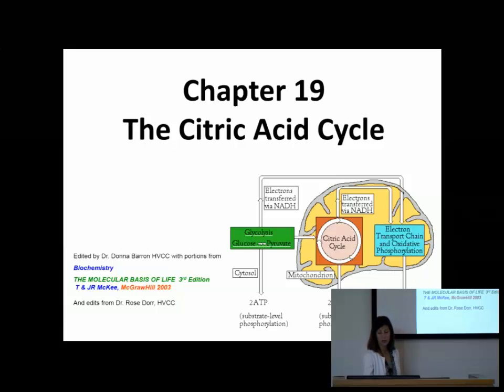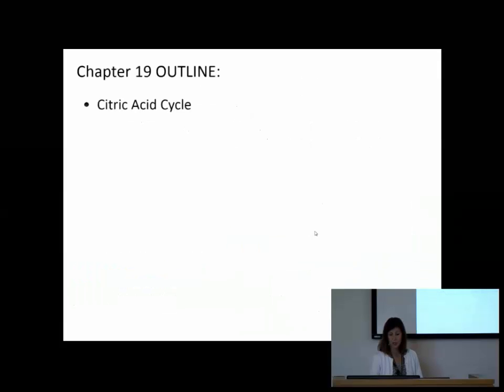So we're going to see how we're going to take that pyruvate and make it into the citric acid cycle by first making it into acetyl-CoA. We saw that a little bit in the last lecture, but we're going to see exactly what is happening there. So again, the first thing we're going to cover is going from pyruvate to acetyl-CoA.